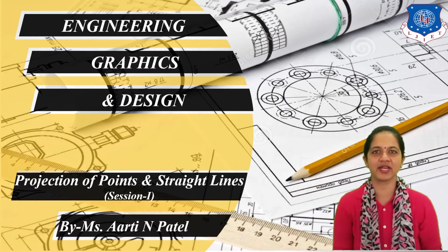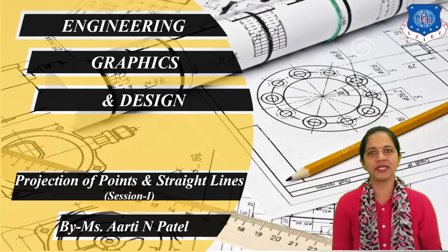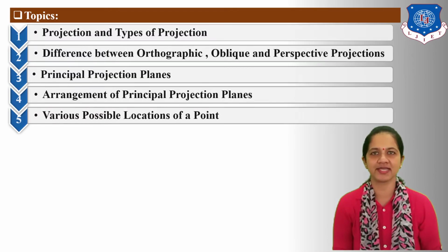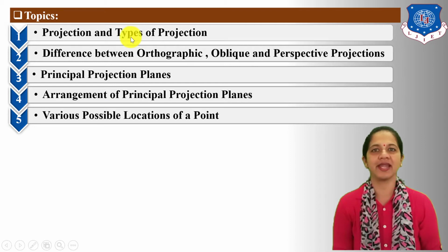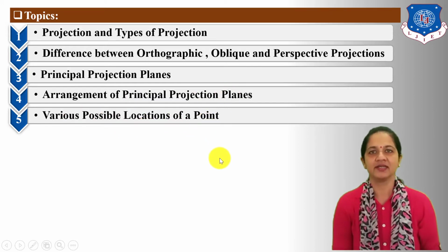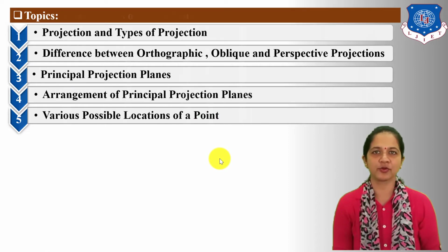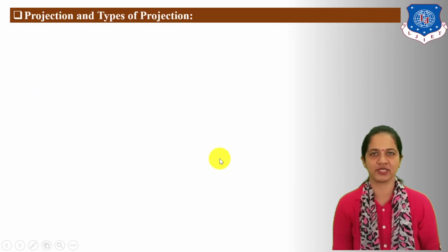In this session, we are going to start the new chapter which is projection of points and straight lines. Topics which we are going to learn in this session are projection and types of projection, difference between orthographic, oblique and perspective projections, principal projection planes, arrangement of principal projection planes and various possible location of a point. Let us start with projection and types of projection.